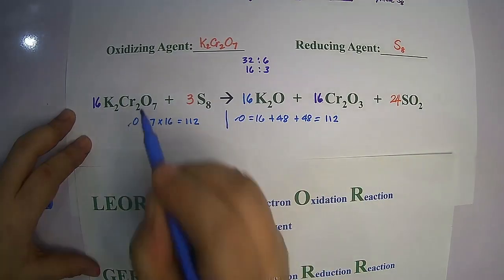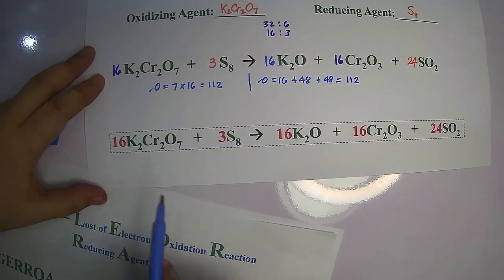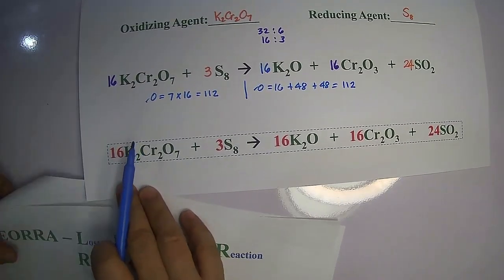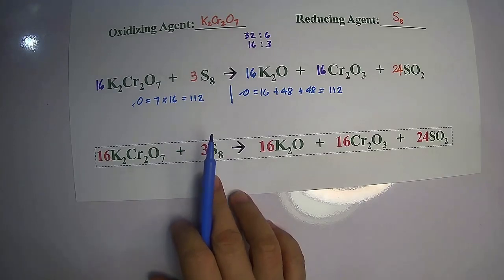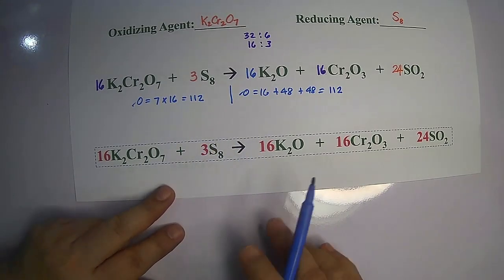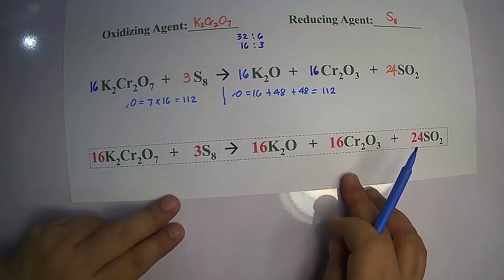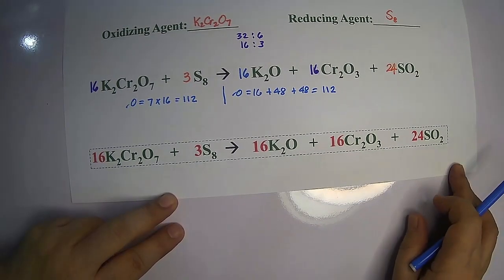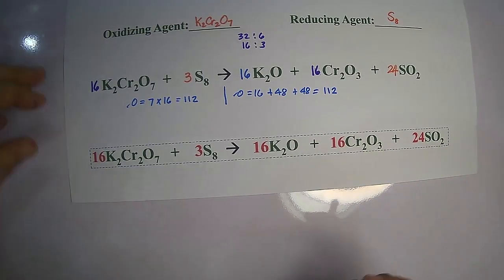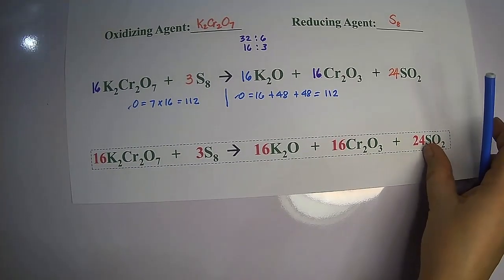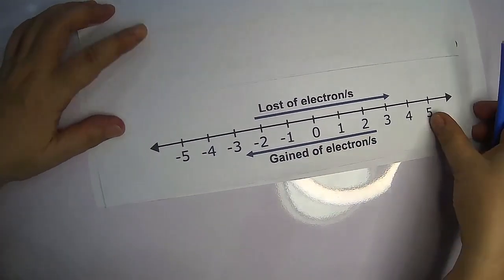So balanced. We have the balanced equation: 16 moles of potassium dichromate will react with 8 moles of sulfur S8, giving you the products 16 moles of potassium oxide, 16 moles of chromium oxide, and 24 moles of sulfur dioxide. Okay, moving on to the fourth number, we have copper and nitric acid.